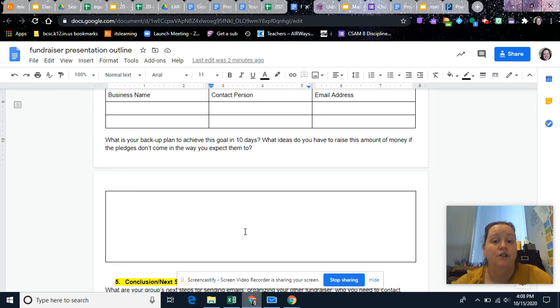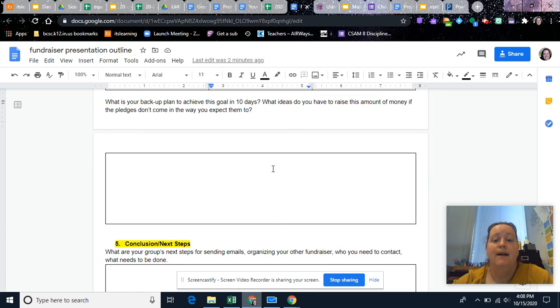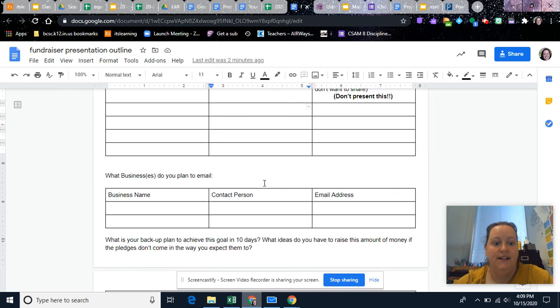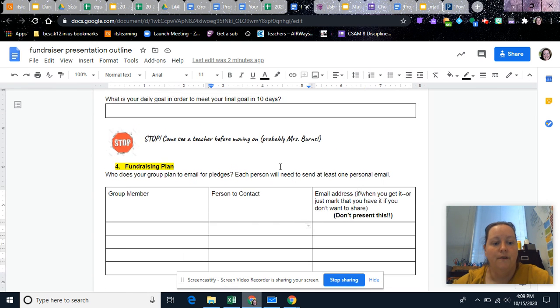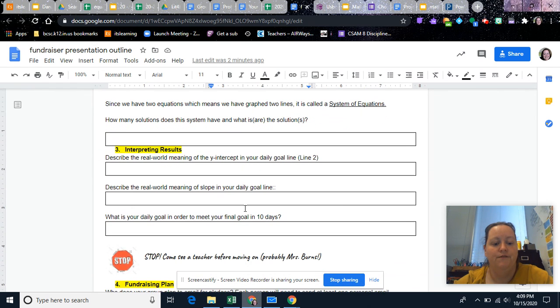Maybe you volunteer to do chores around the house and for everything you get $1 or $5. It's about time to rake leaves, so maybe that's something you could get into. Maybe you could ask people if you can rake their leaves. All kinds of different ideas, but every group needs to come up with a backup plan just in case your pledges fall through. So that is how you're going to interpret your results.